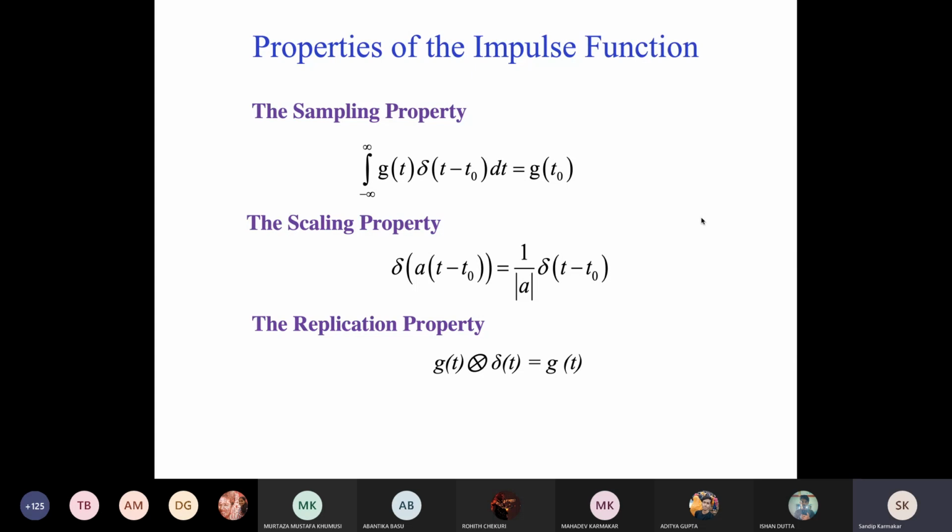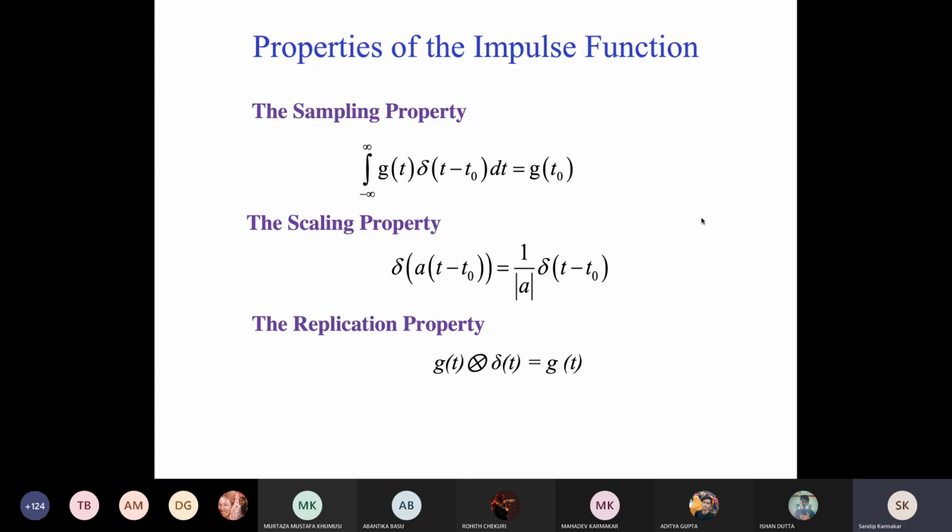Properties of the impulse function: the sampling property. g(t) is the ramp function. The integral of g(t) delta(t minus t0) dt equals g(t0). So if you sample g(t) over an impulse function, you get simply g of t0, nothing else. It's obvious because at t equal to 0 only the value is 1, and at other places the value will be 0. So the sampling property gives that the integral of g(t) delta(t minus 1) dt is equal to g(t0).